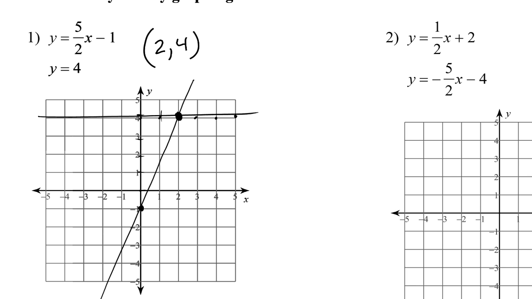The solution here is this point. That's the one point that makes both of those equations true simultaneously. And it happens exactly when x is 2 and when y is the number 4. So that's why 2 comma 4 is my solution.